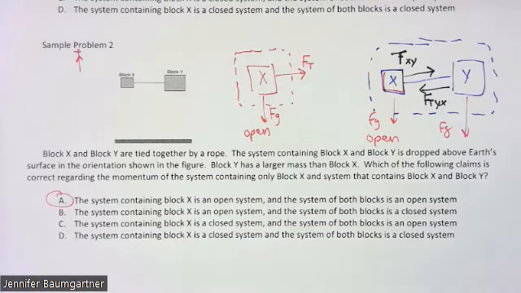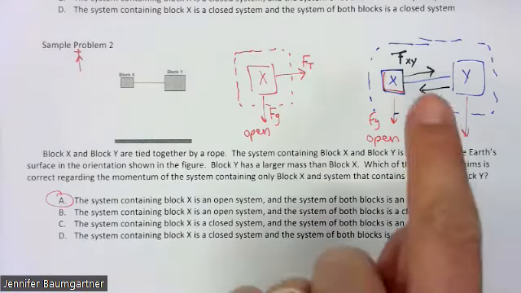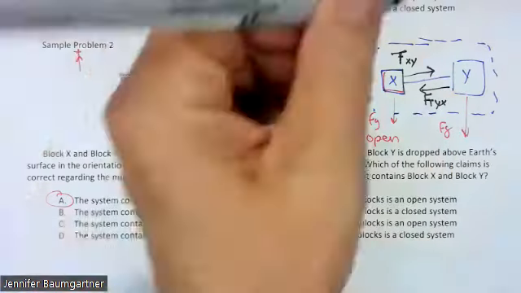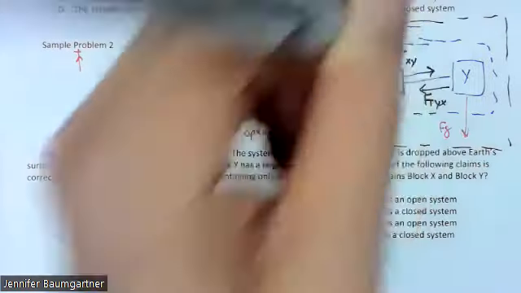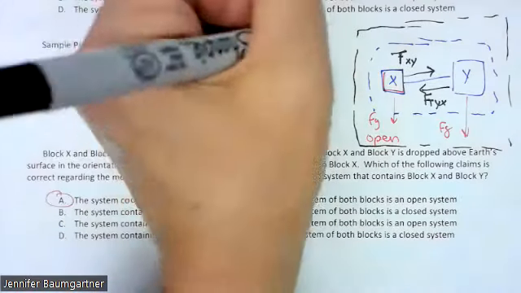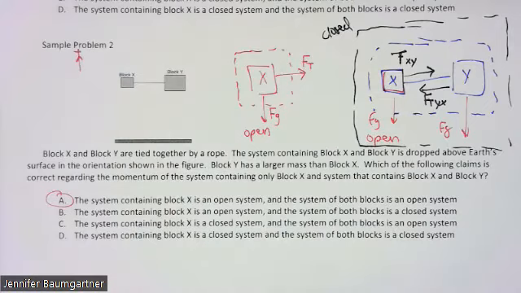Now, what would happen if I define this as a block X, block Y, Earth system? That would change things because now all the objects lie inside my system. This would now be a closed system, and the center of mass would be constant. So it all comes down to how you define your system.